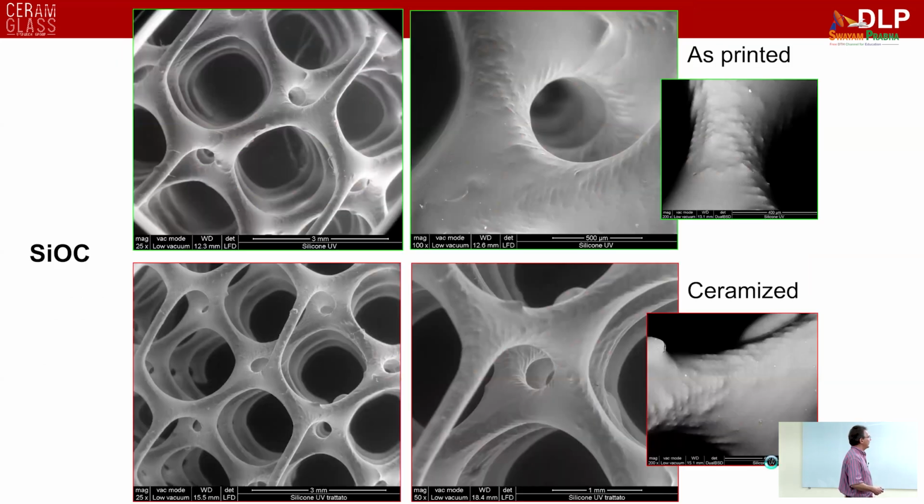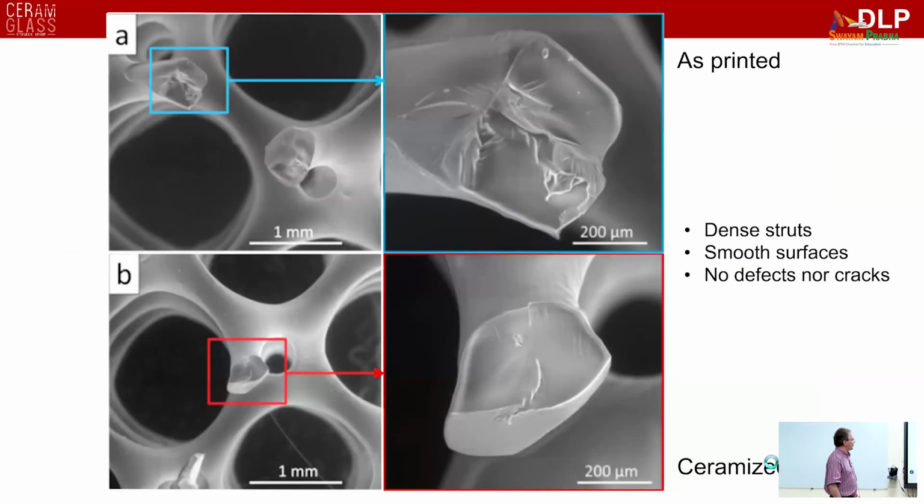And you can see the quality of the printed part, very smooth surfaces. You can see the stair-stepping effect, but in a very limited way. The layer thickness was 25 microns for these samples, and you can see that after pyrolysis, you retain the structure and the quality of the part. And the most important point is that you have dense struts, so the solid part is dense, and therefore the strength of the material is high.